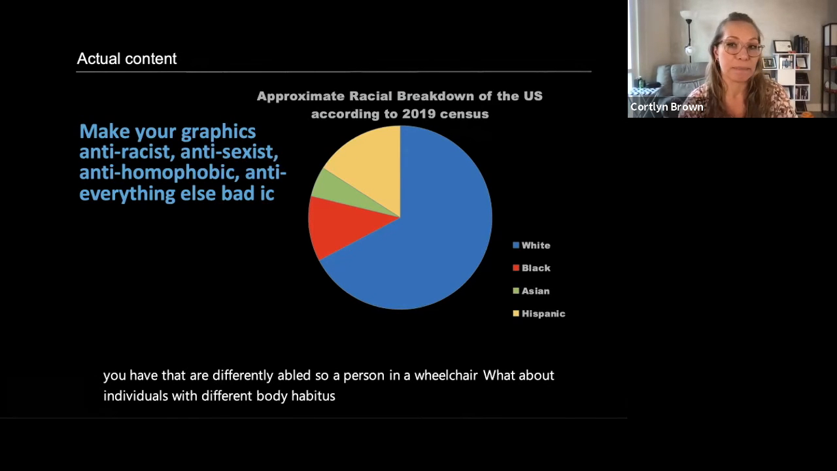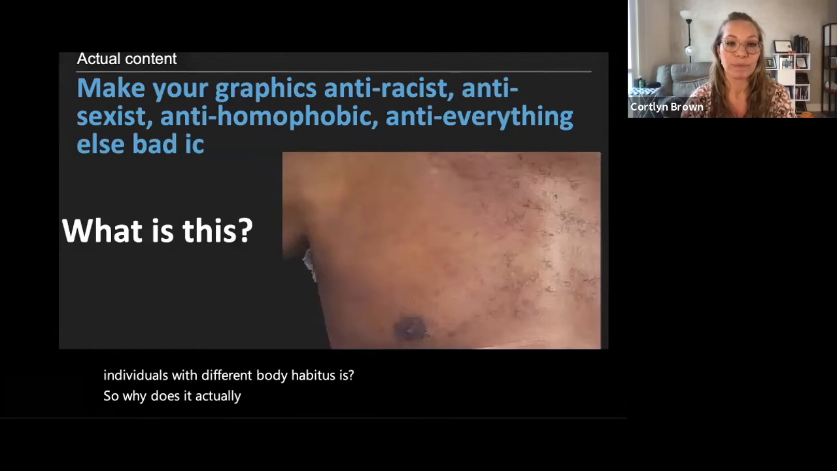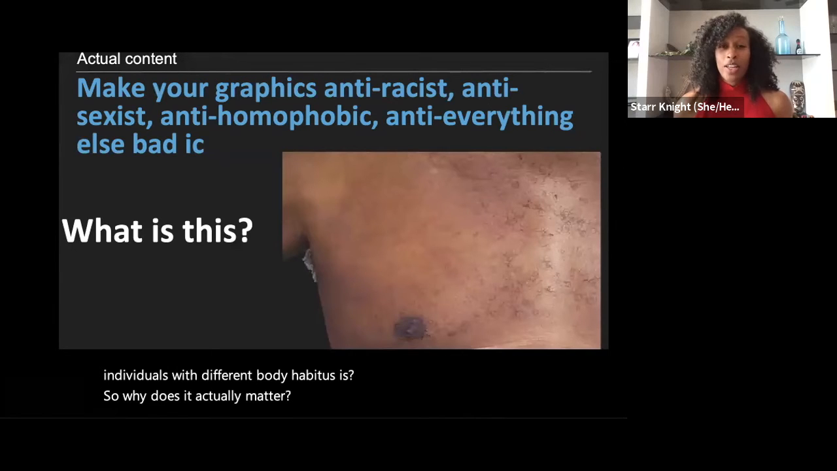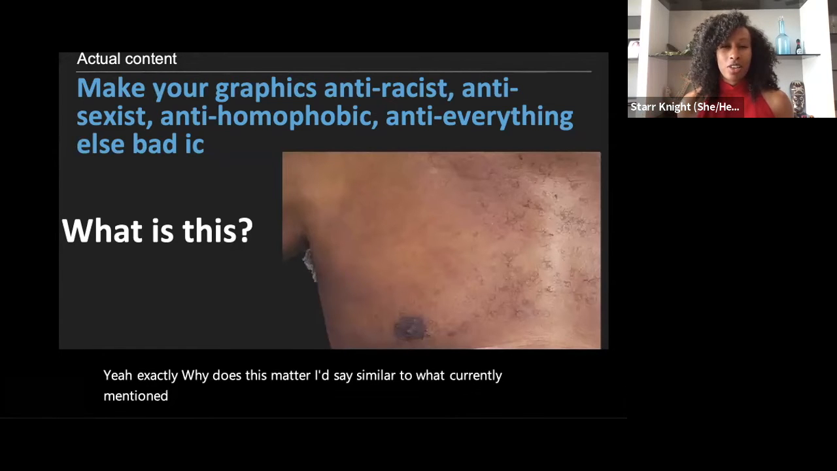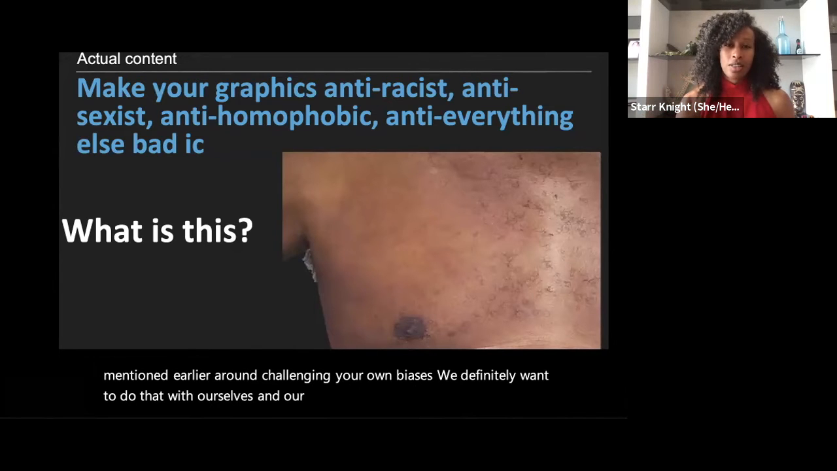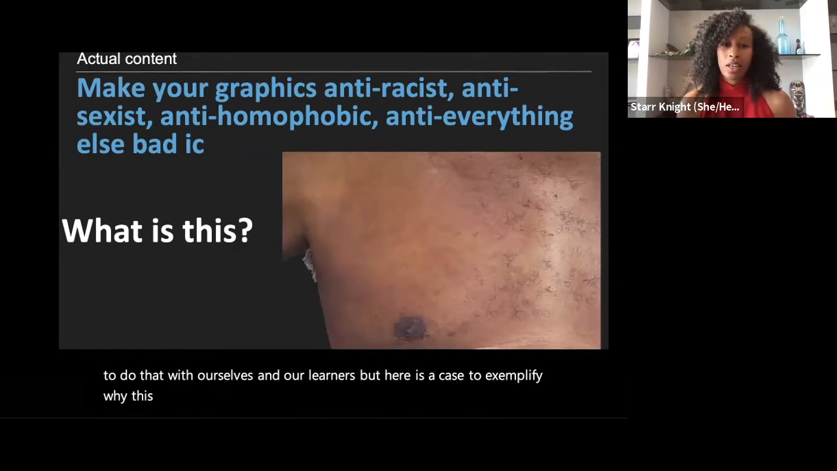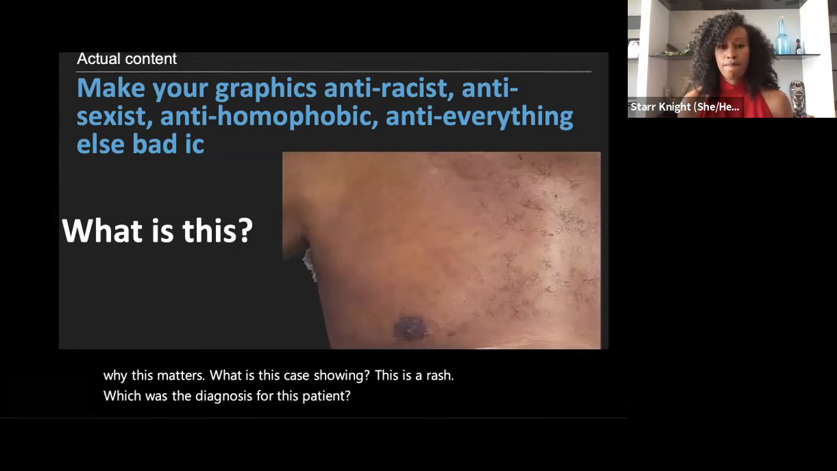So why does it actually matter? Yeah, exactly. Why does this matter? I'd say similar to what Cortland mentioned earlier around challenging our own biases, we definitely want to do that with ourselves and our learners. But here is a case to exemplify why this matters. What is this case showing? This is a rash. What's the diagnosis for this patient?